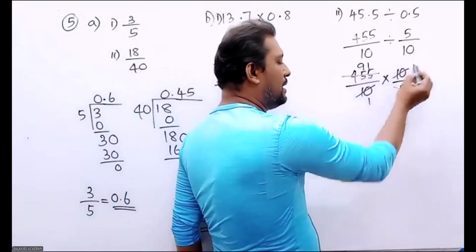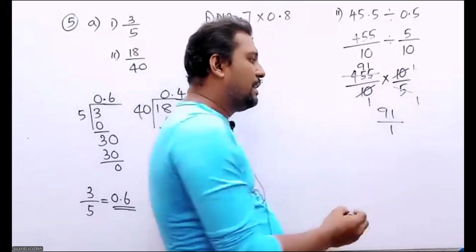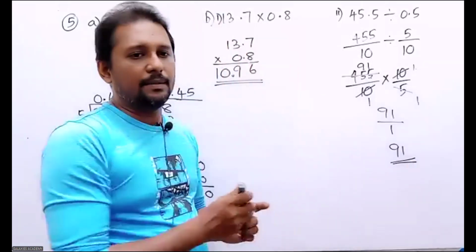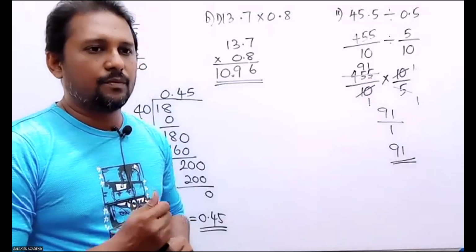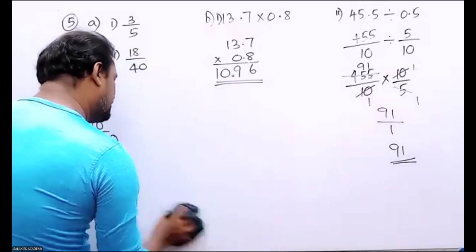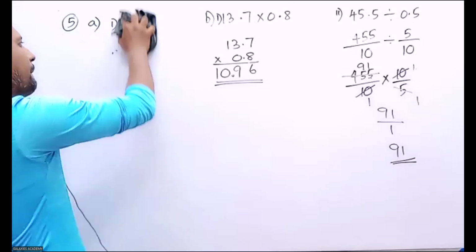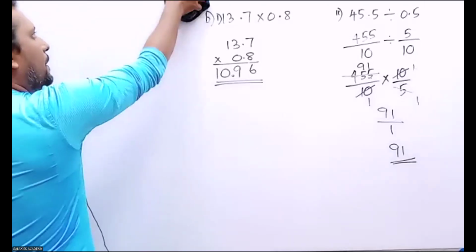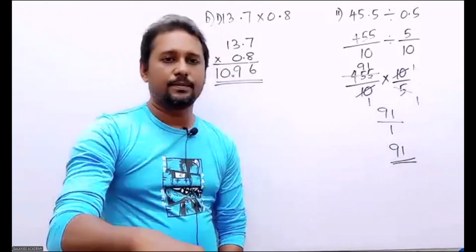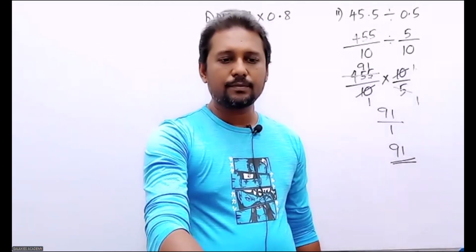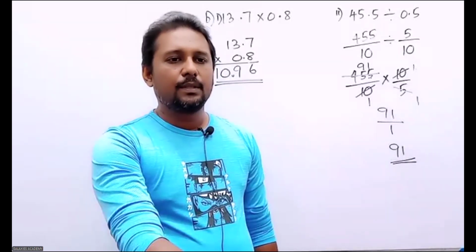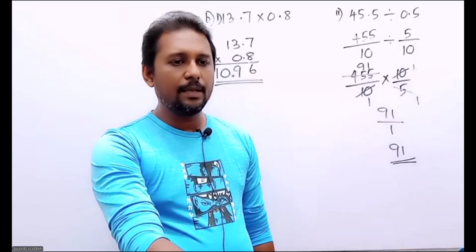So what is the answer? 91 multiply 1 is 91. 1 times 1 is 1. If the denominator of the fraction is 1, you can write it as a whole number. So the answer you can write as 91. Right, those are the answers for the sub part B of this fifth question. Then we can go to discuss the remaining part of this fifth question.